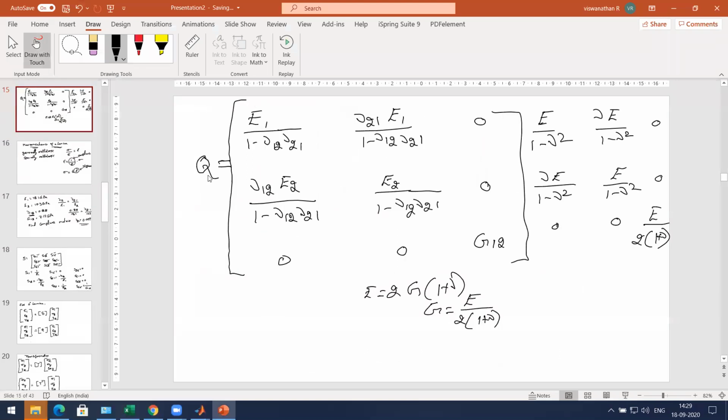Now, this is Q. There's no Q bar for an isotropic material because it's all isotropic. So Q is equal to Q bar. So I just have to multiply this matrix with t. This is for isotropic. If I just multiply this matrix with t, what will I get? I'll get the A matrix, correct? Yes or no?